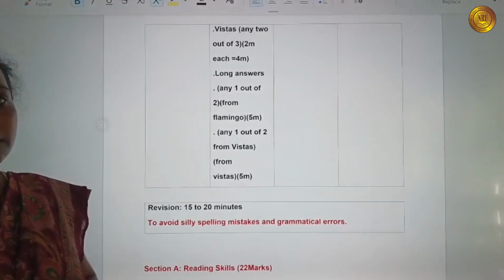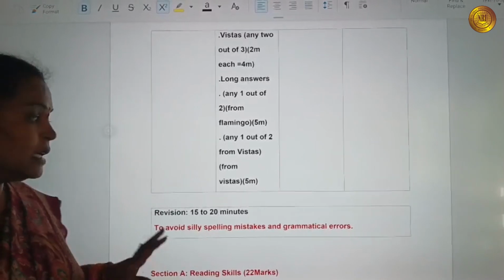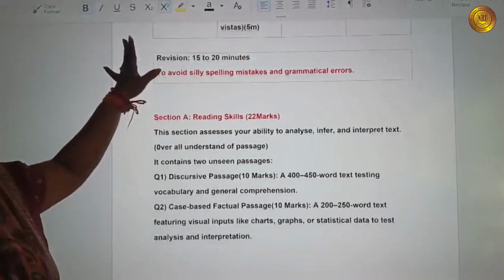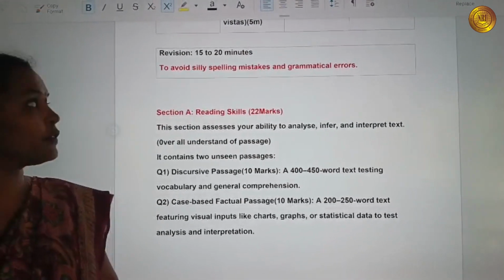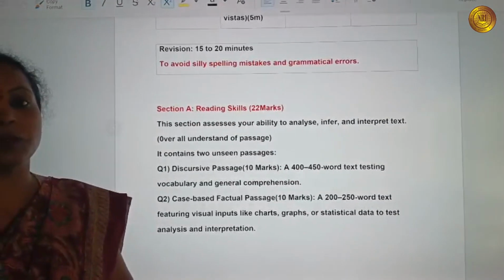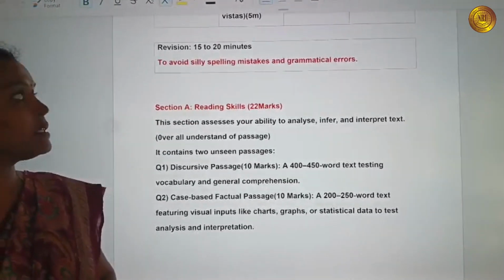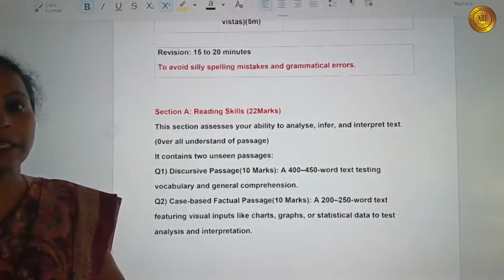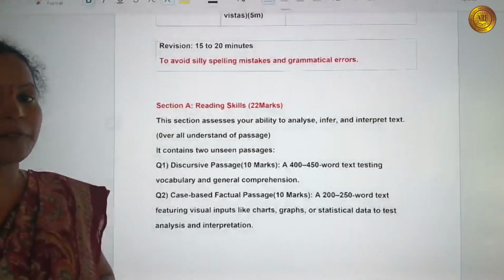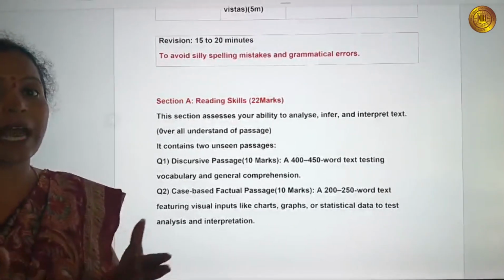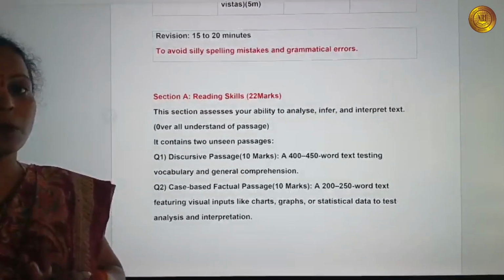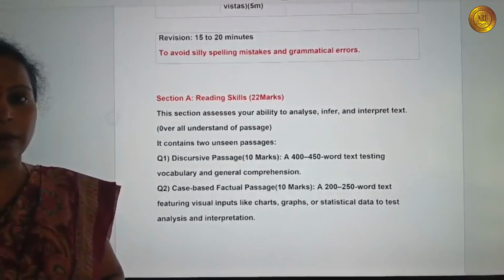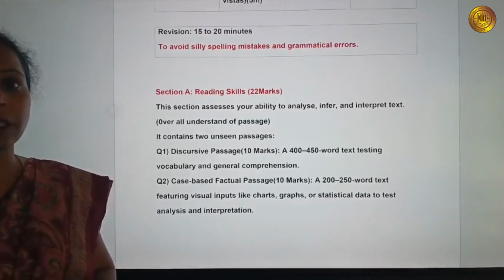But managing the time is very important, and here 15 to 20 minutes of time must be given to do the revision, to correct spelling mistakes and grammatical errors. Otherwise marks will be deducted.